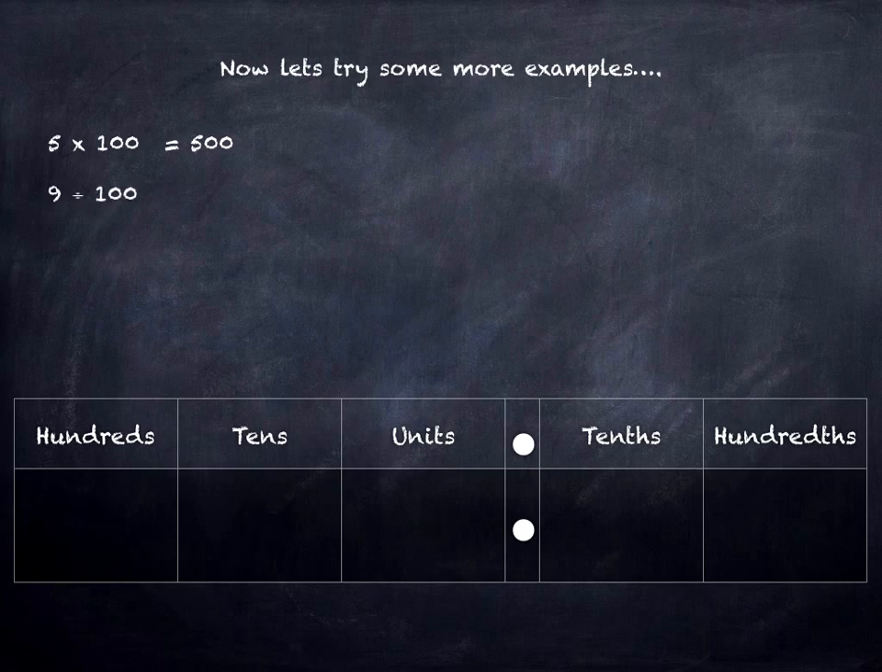Now let's do 9 divided by 100. 9 units into the units column. Now this time we're dividing. I was right to share my sweets, so we need to go 2 places to the right. Let's move the 9 and pop in the zero placeholders. 9 divided by 100 is 0.09.